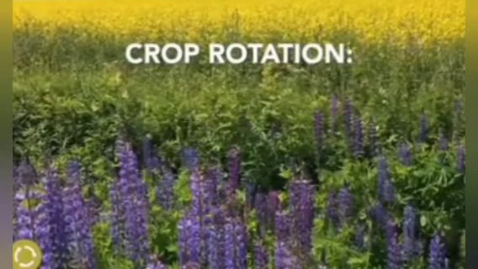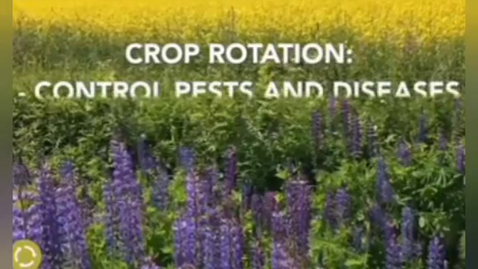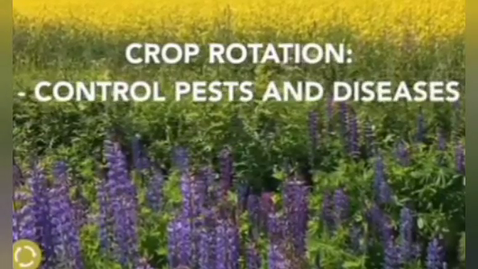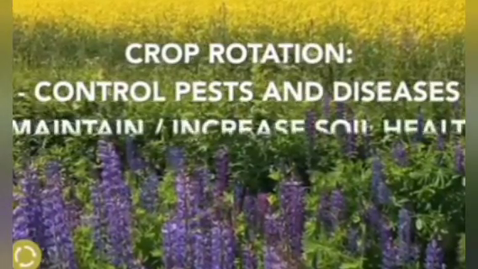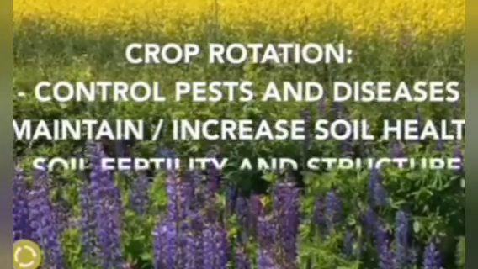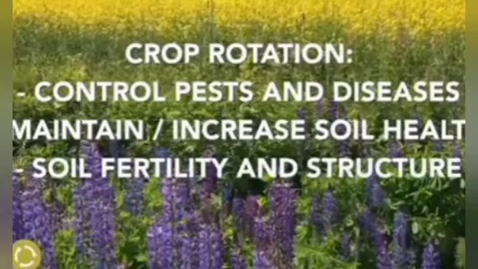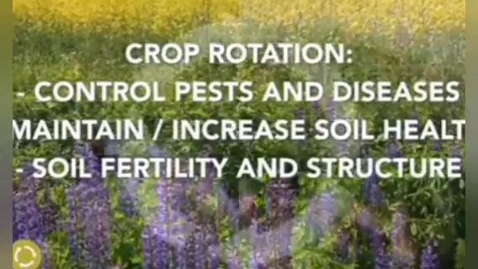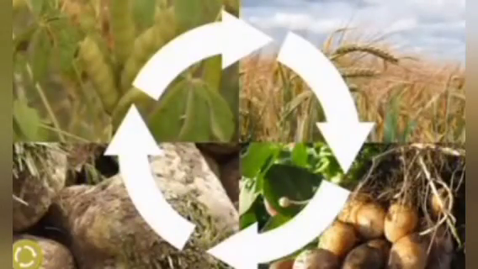A good crop rotation can help to prevent crop damage by pests and diseases, while also increasing and maintaining soil health. Besides prevention of pests and diseases, it plays a major role in soil fertility and structure. Crop rotation is a planned order of growing specific crops on the same field. The succeeding crop belongs to a different family.